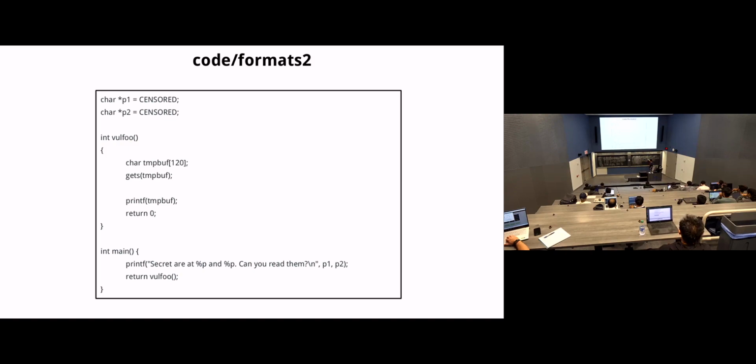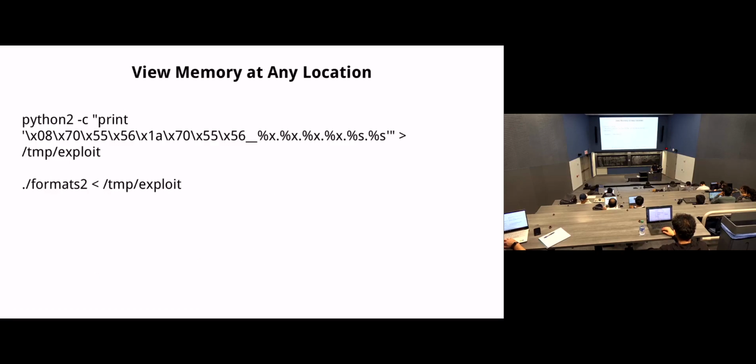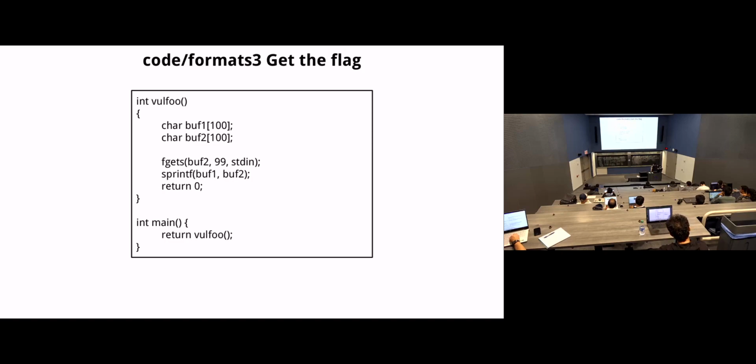So if we give it enough %x, eventually we're going to read into the temp buff. We can also read the saved EBP or the return address. We can read anything beyond this. Make sense? Okay. So that's our format string number 2. Okay, let's go to format string number 3.